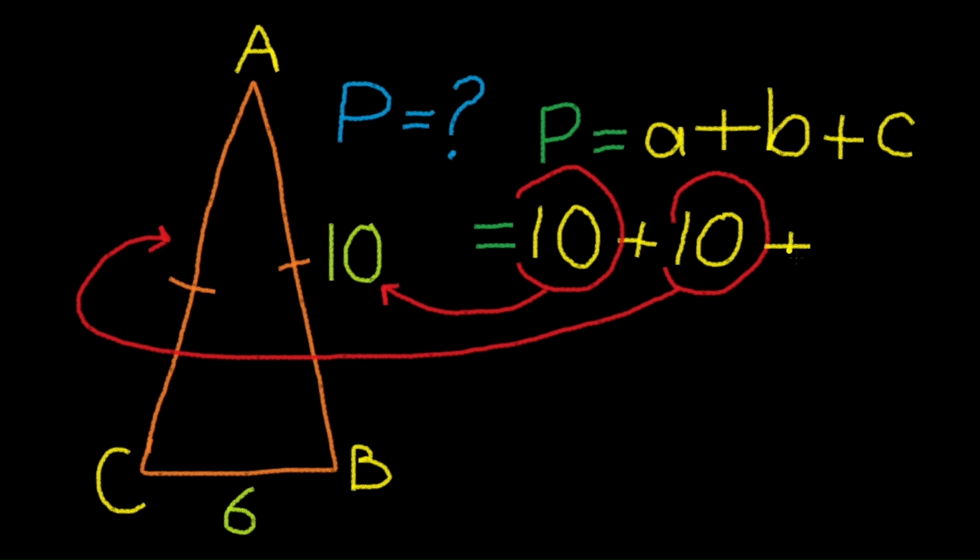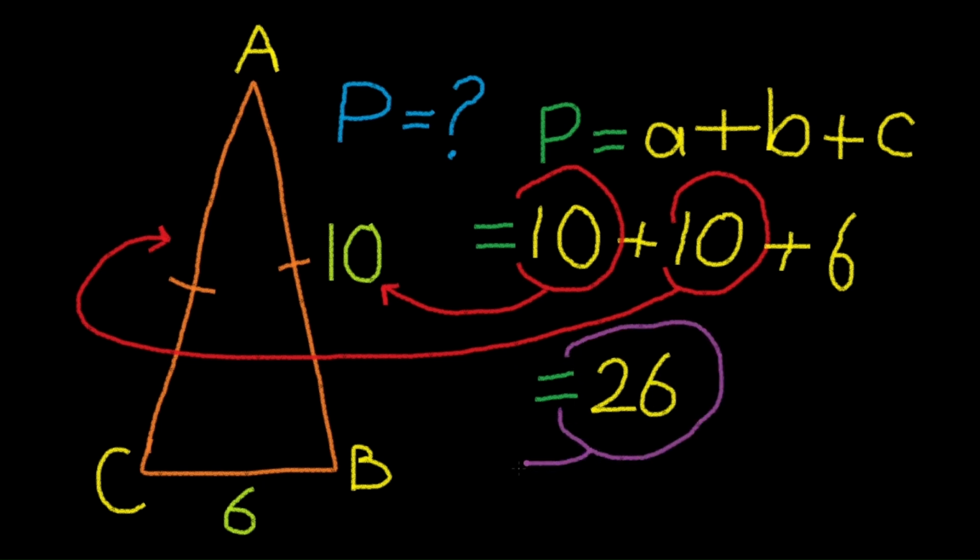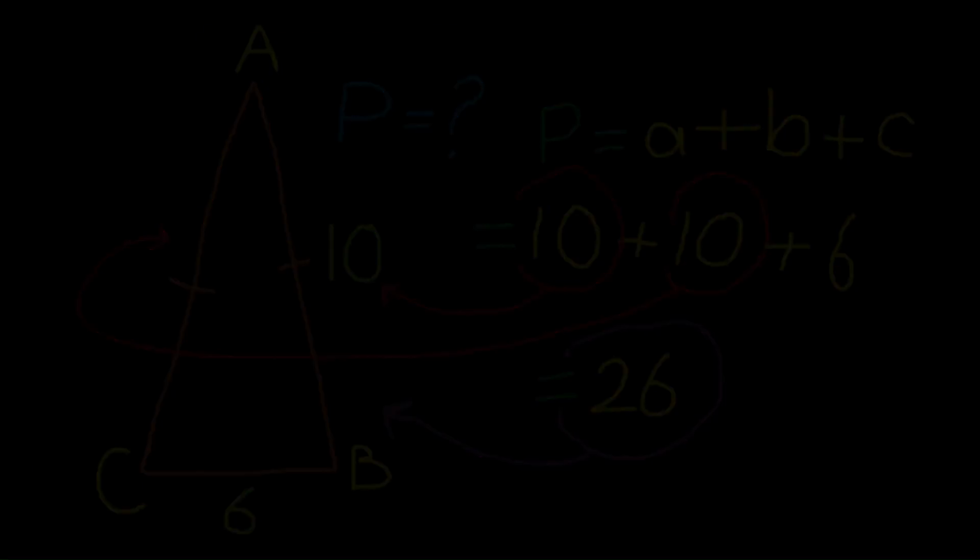And we also know the third side, CB, and it's 6. So when we add 10 plus 10 plus 6, we get 26. So that is the answer to this question. 26 is the perimeter of the triangle ABC.